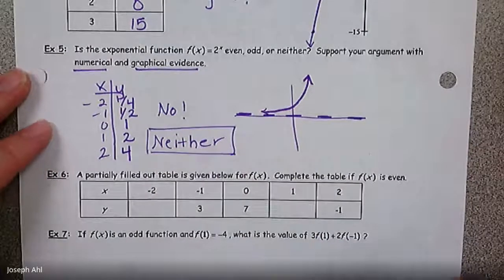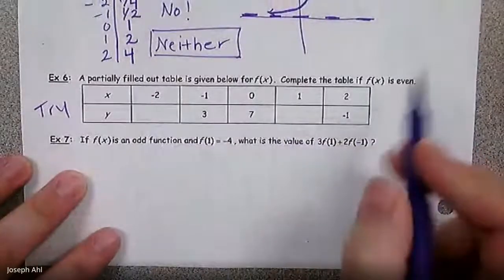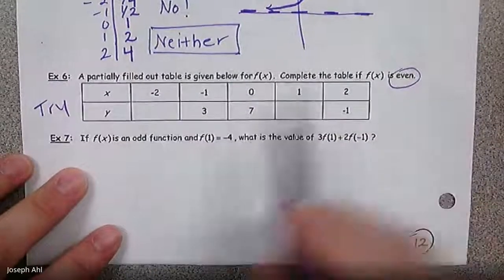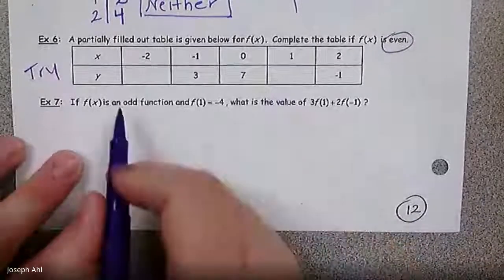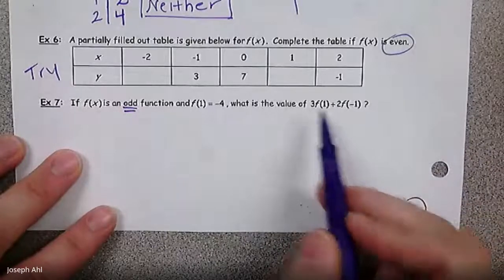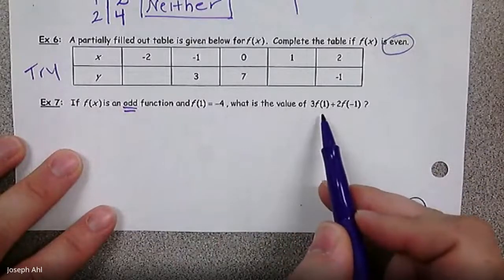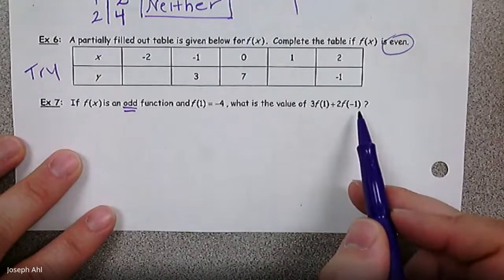Okay. I'm going to let you try example 6. You're going to fill in this table if this is an even function. But I am going to do number 7 with you. Last one for today. If f of x is an odd function and f of 1 equals -4, what's the value of 3 times f of 1 plus 2 times f of -1?